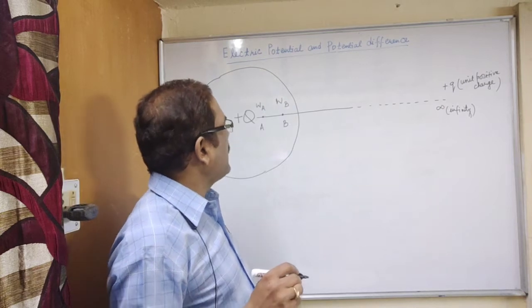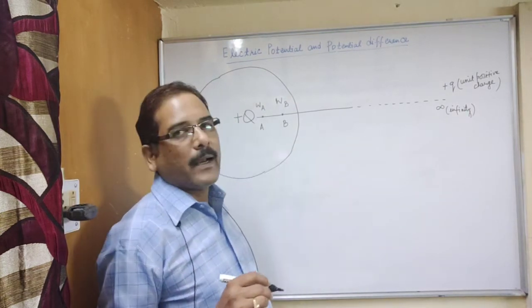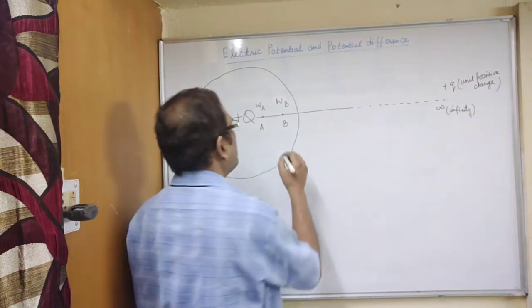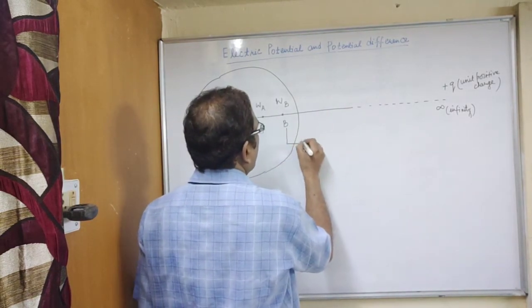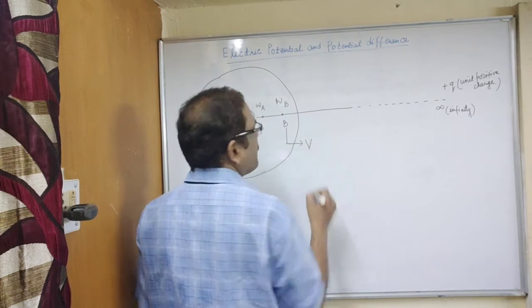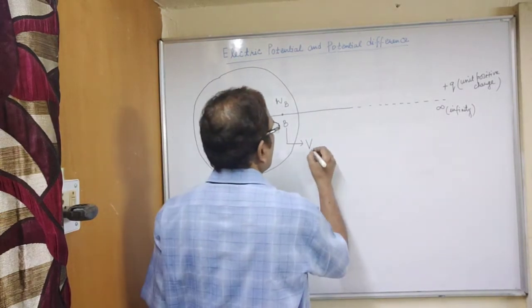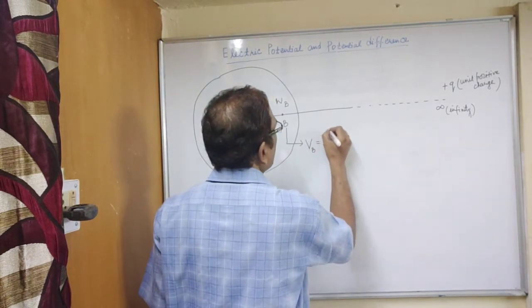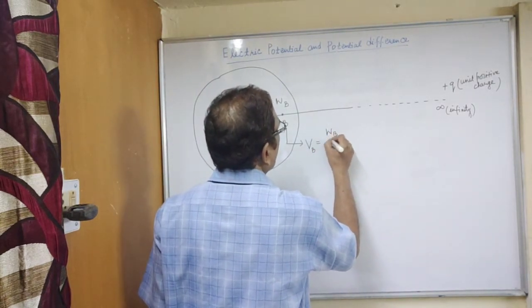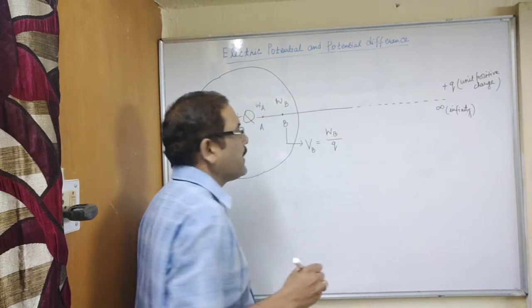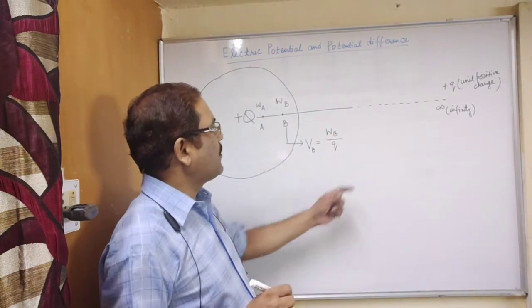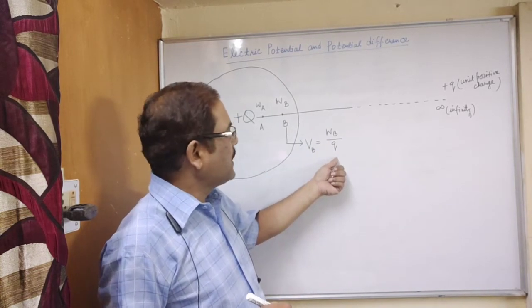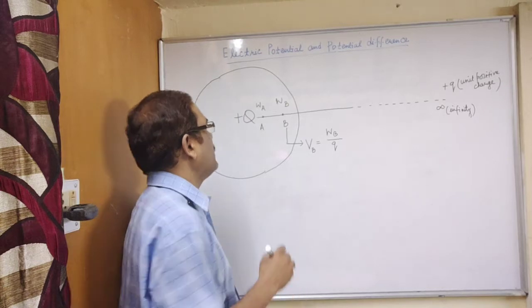So the potential at point B or potential at point A can be defined as work done per unit charge. So here we are writing potential. The symbol for potential is V. So I am writing potential at point B will be equal to work done in bringing the unit positive charge from infinity to point B. So work done per unit charge is the potential at point B.